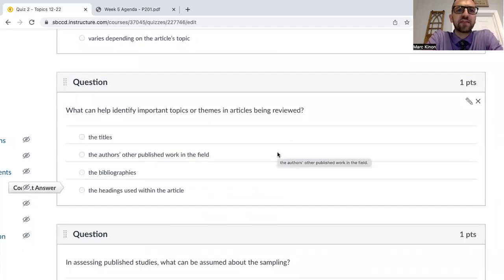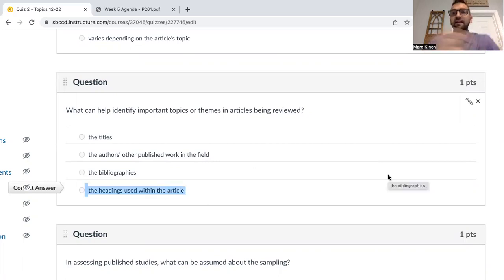What can help identify important topics or themes in articles being reviewed? Headings used within the article. Yeah, and I literally just discussed this, right? So when you construct part 2 of your introduction section, the literature review, I want you to organize those article summaries by hypothesis, right? So if one of your hypotheses has to do with self-esteem and gender, you should have one heading that says the relationship between self-esteem and gender, and then you drop in all of those article summaries.